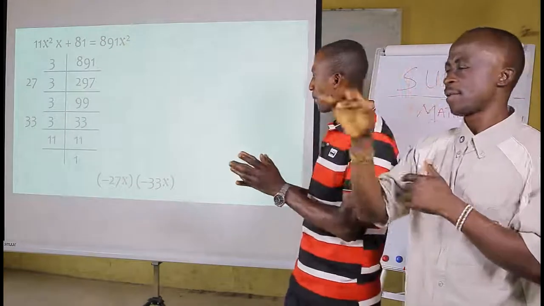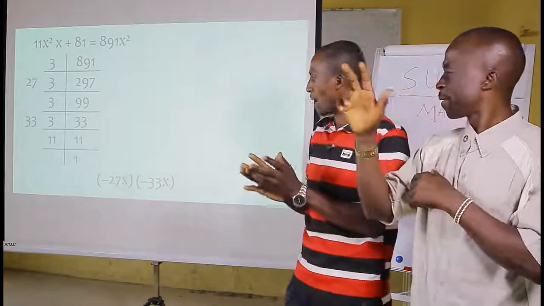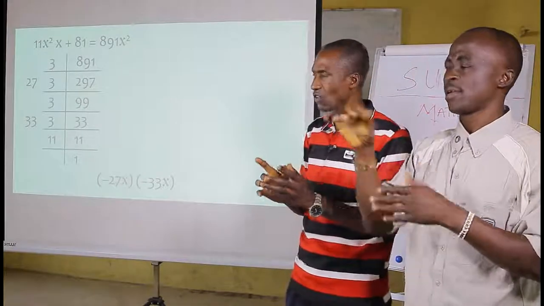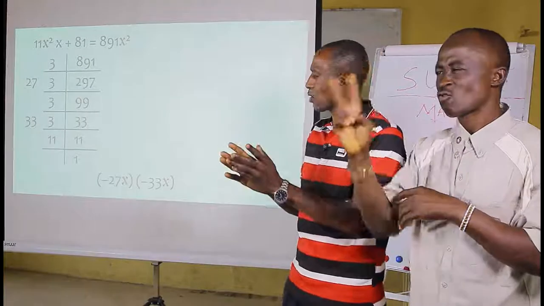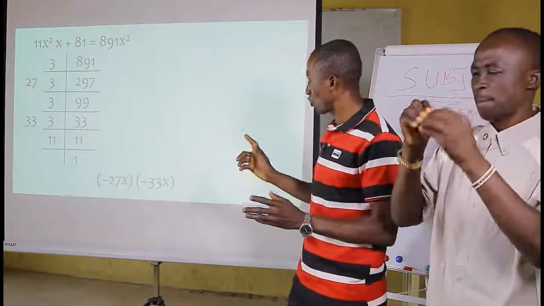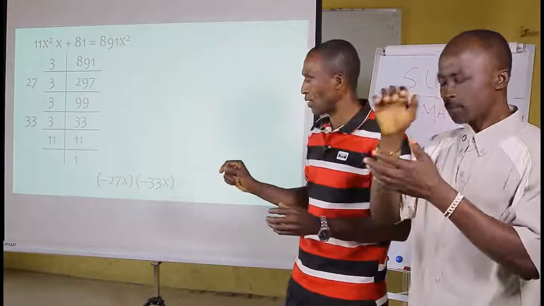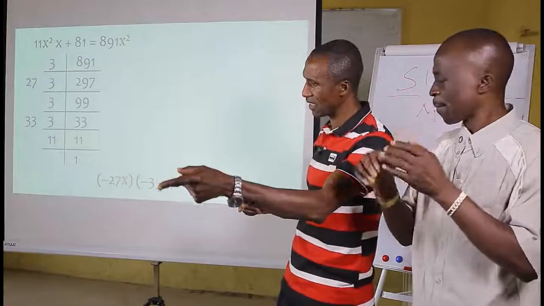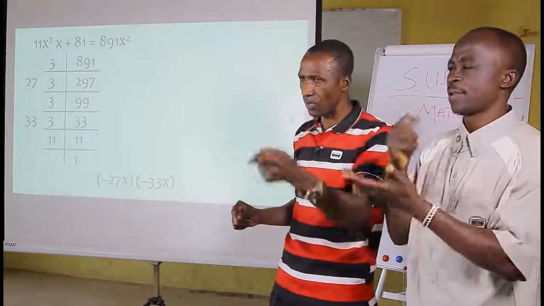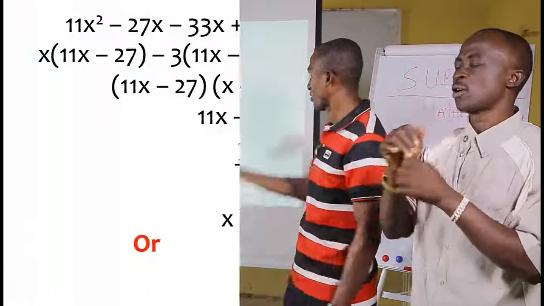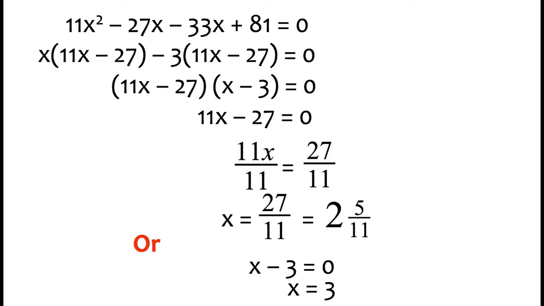That shows if you multiply minus 27x by minus 33x, it will give you 891x squared. And you also add minus 27x plus minus 33x, it will give you the middle term, which is minus 60x. Now, the equation becomes 11x squared, in place of minus 60x, I replace that by the two terms, minus 27x minus 33x plus 81 equals 0.